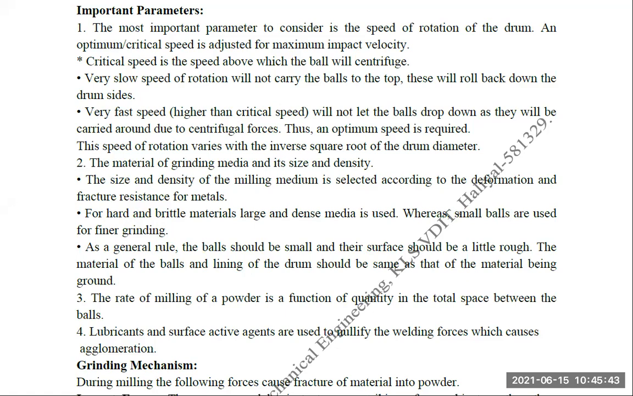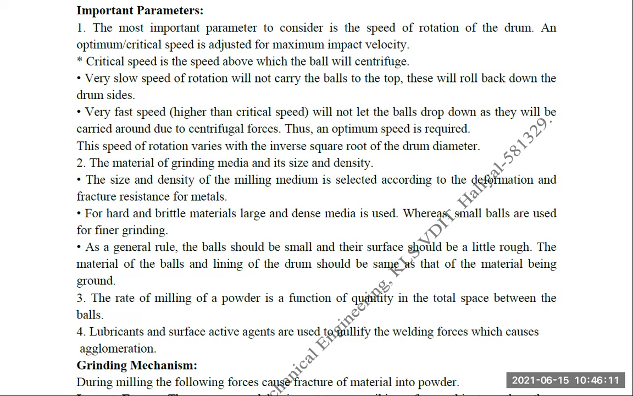Very slow rotation will not carry the balls. That means if the speed is low, the ball will not rotate up; it will roll back to the drum side itself. If the speed is very high, the ball will not drop onto the grinding material. That's why a particular amount of speed has to be assigned.